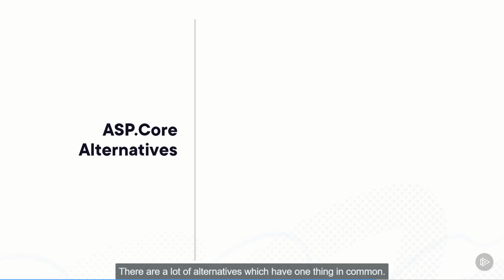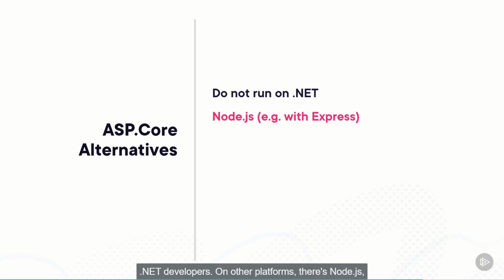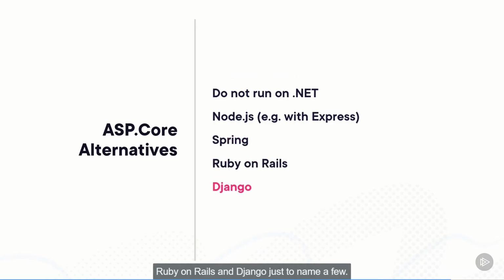There are a lot of alternatives which have one thing in common. They are not running on .NET. ASP.NET Core is the obvious choice for .NET developers. On other platforms, there is Node.js, for example, with the Express framework. On Java, there's a well-known framework called Spring. And there's Ruby on Rails and Django, just to name a few. These are all great, but of course they are for developers on the platform they're running on. The bottom line, ASP.NET Core is the web application framework for .NET developers.